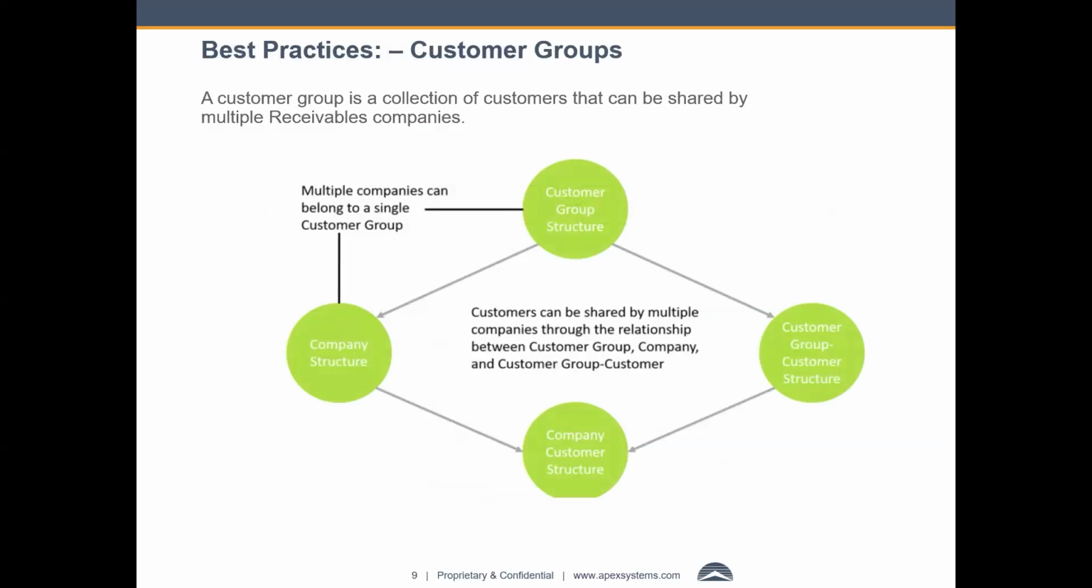Before setting up customer group, an organization needs to plan their customer structure and processing rules.